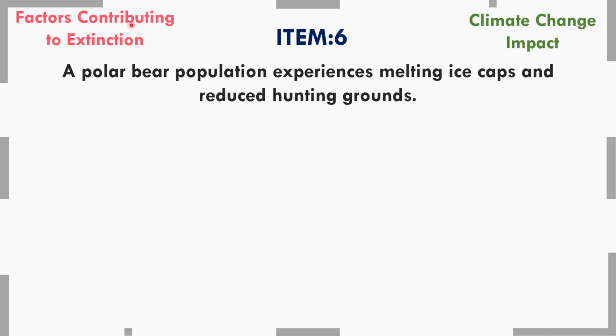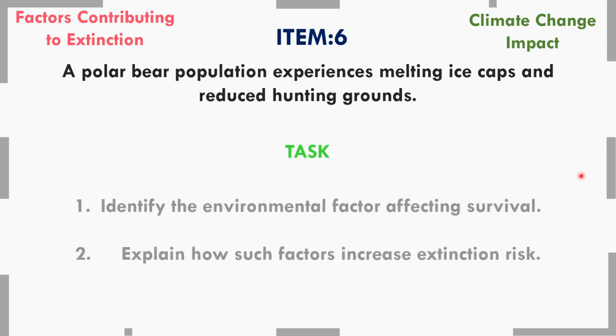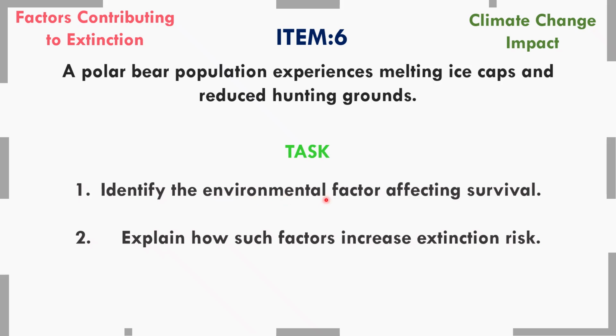Still under factors contributing to extinction, let us now focus on climate change impact. Item 6: a polar bear population experiences melting ice caps and reduced hunting grounds. Identify the environmental factors affecting survival. Explain how such factors influence extinction risks.